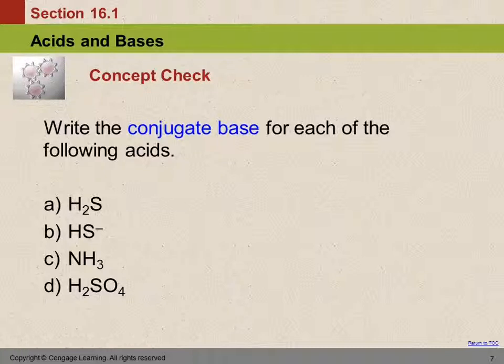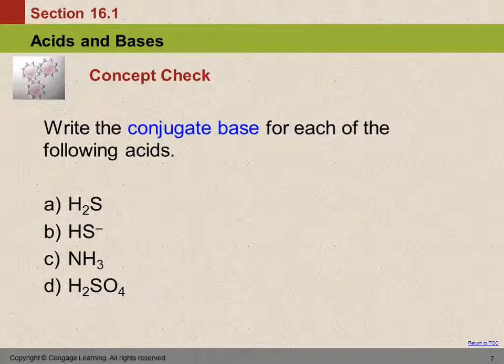Conjugate acid-base pairs. Which means they can swap. They go together. One's an acid, one's a base, but they're very much related to each other. So this question is asking us to write the conjugate base for each of these acids. So what does the acid do? It gives a hydrogen ion, a proton, away. So the conjugate base is what's left after that happens.